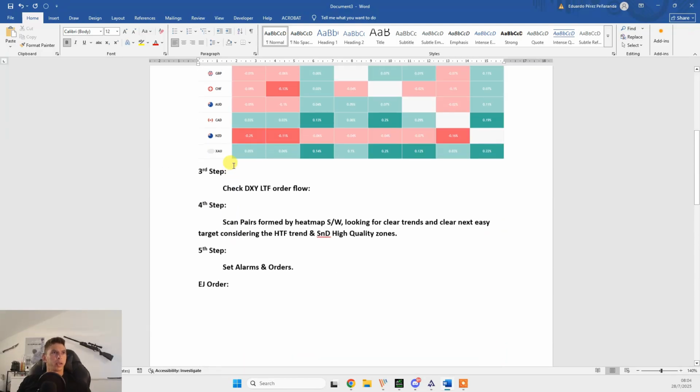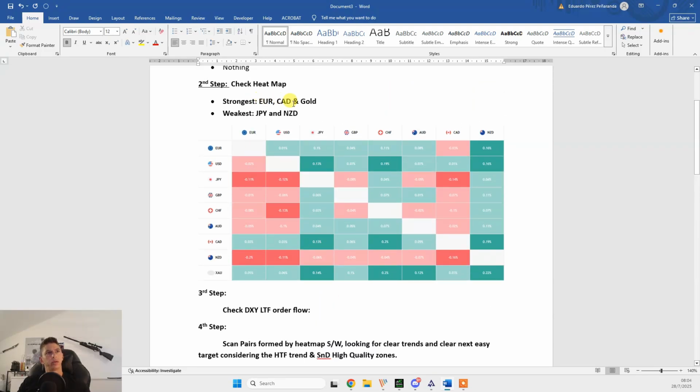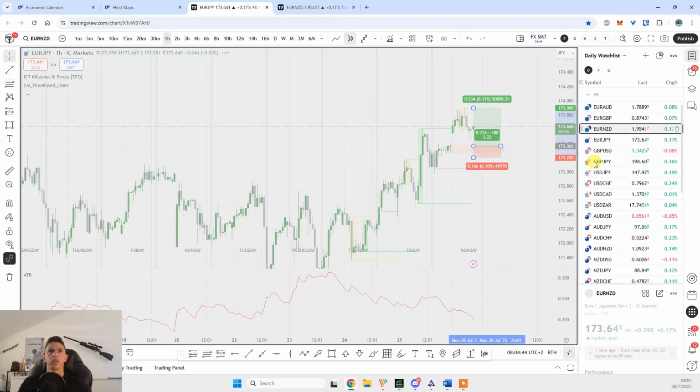And we go back again to the heat map and to the strong against weak, right? So we have euro, CAD, and gold. Let's check the dollar. The dollar is also strong, so it doesn't make any sense to go long gold against the dollar. But it could make sense to go long euro against New Zealand dollar, right? So let's go check that pair. Euro, New Zealand dollar.